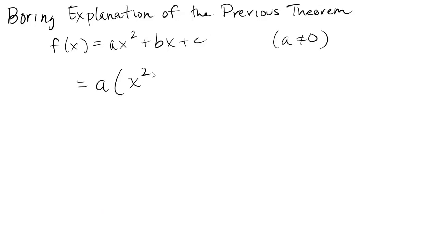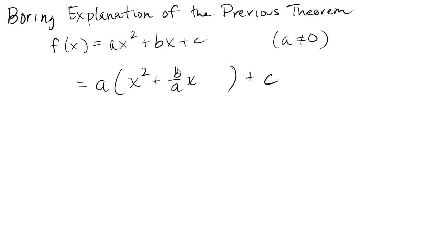A times x squared would give me x squared. A times b over a would give me b. So a times b over a x would give me bx. I'm going to leave some space to complete the square, and then I add c on the outside. I have to complete the square here. How do I do that?